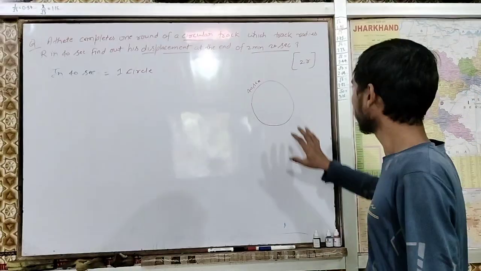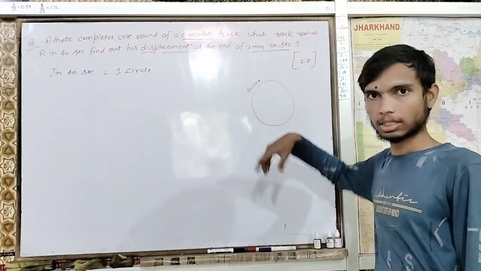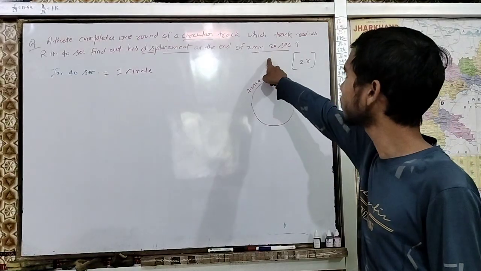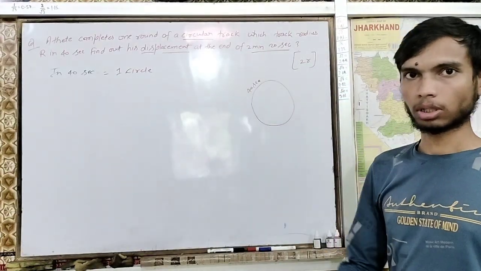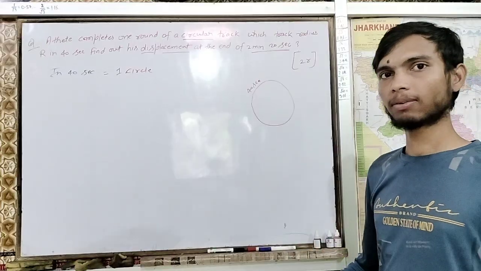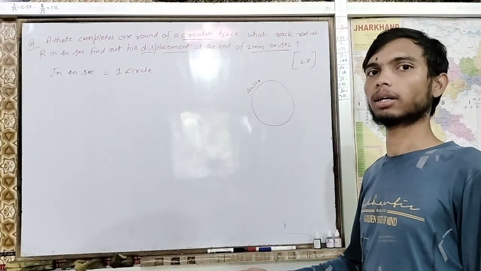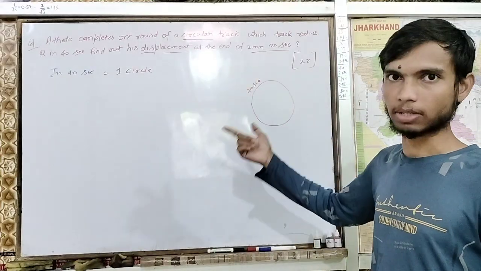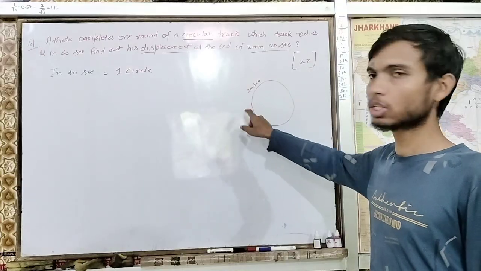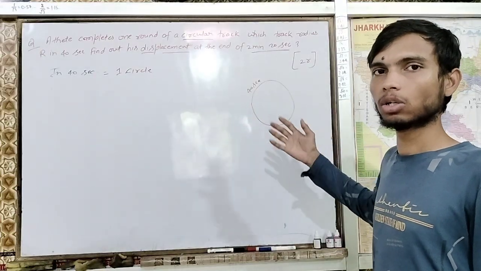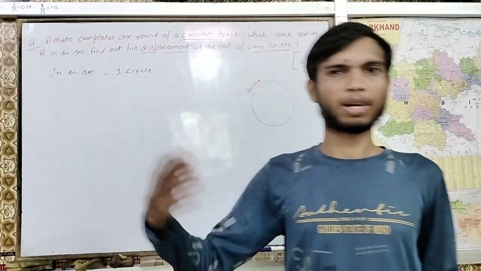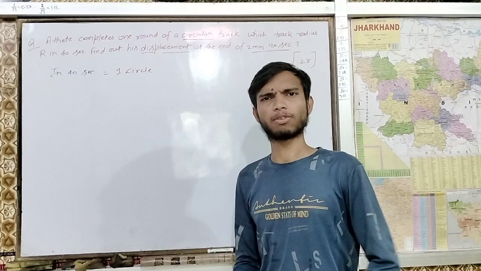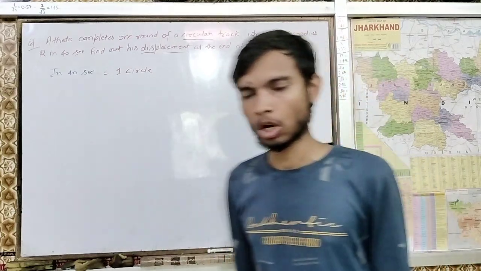Now look over here. In 40 seconds, it gives you one circle. So in this much time, how many circles will you get? This is what we will find. After finding this, we will find the displacement, from the initial to the final position. As you know, displacement is equal to final position minus initial position. This is the formula to calculate displacement.